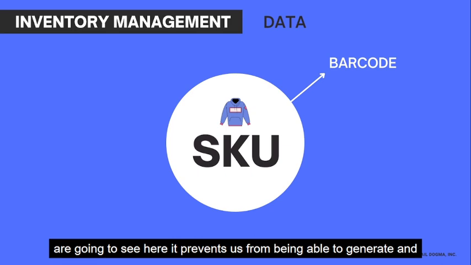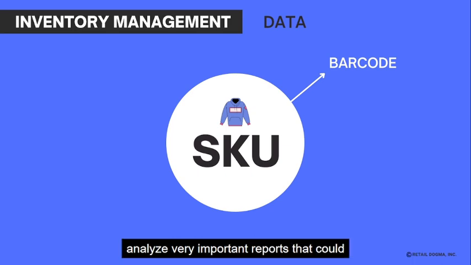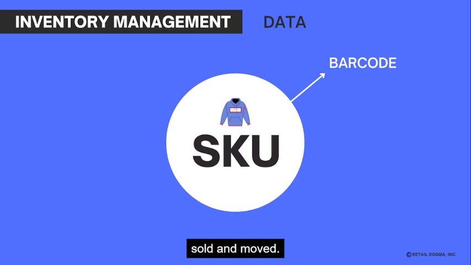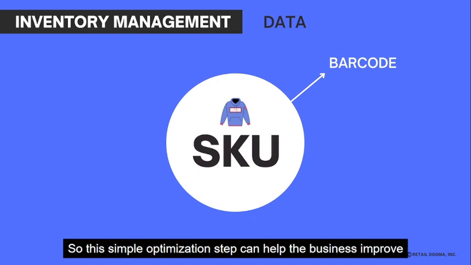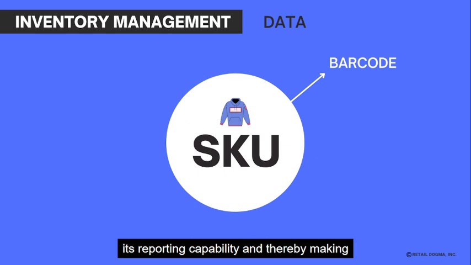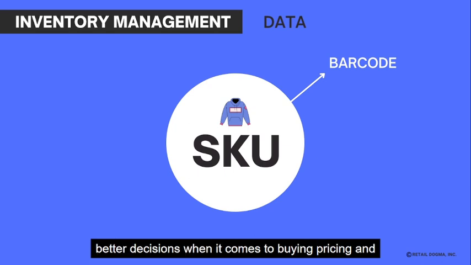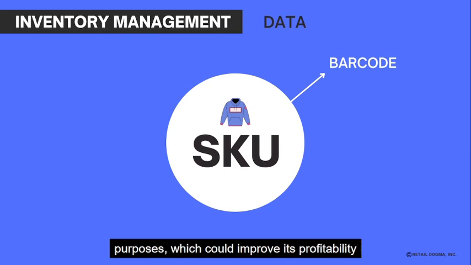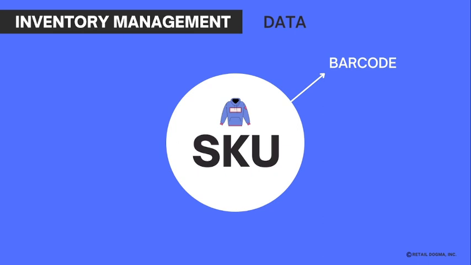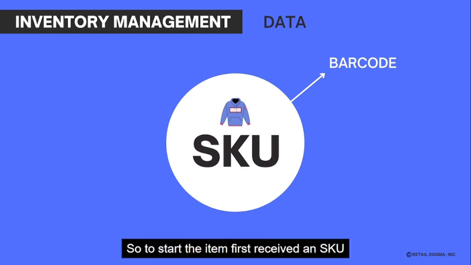And as we are going to see here, it prevents us from being able to generate and analyze very important reports that could show us the real picture of how inventory is being sold and moved. So this simple optimization step can help the business improve its reporting capability, thereby making better decisions when it comes to buying, pricing, and markdowns, and for inventory management purposes, which could improve its profitability on the bigger scale. So to start, the item first receives an SKU number.